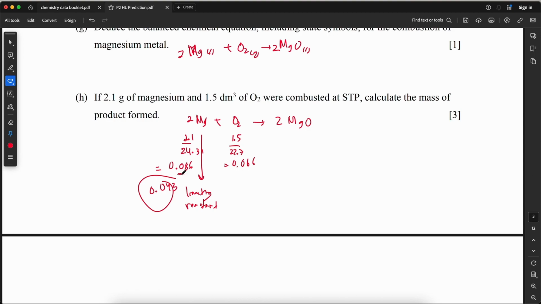So we still need to revert to 0.086. It has the same coefficient, so moles of MgO is 0.086. To find the mass, n times Mr, which is 0.086 times 40.31, which is 3.5 gram MgO.